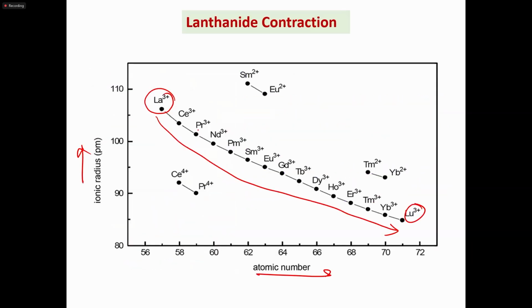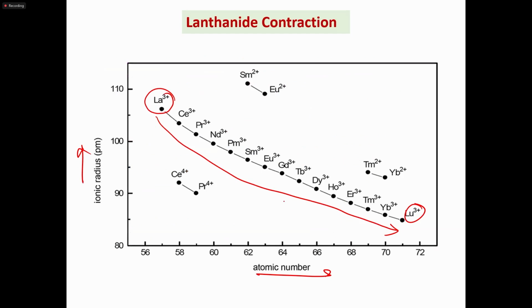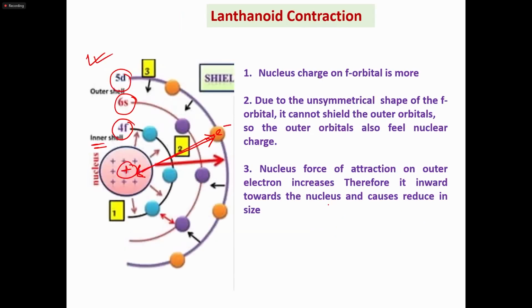Here it is mentioned that there is a gradual decrease in size with increasing atomic number. When the atomic number is increasing, the ionic radius is gradually decreasing. That means the attraction between the electrons and the nucleus is increasing. That's why the atomic radius is decreasing. But the question is, why is this attraction increasing?